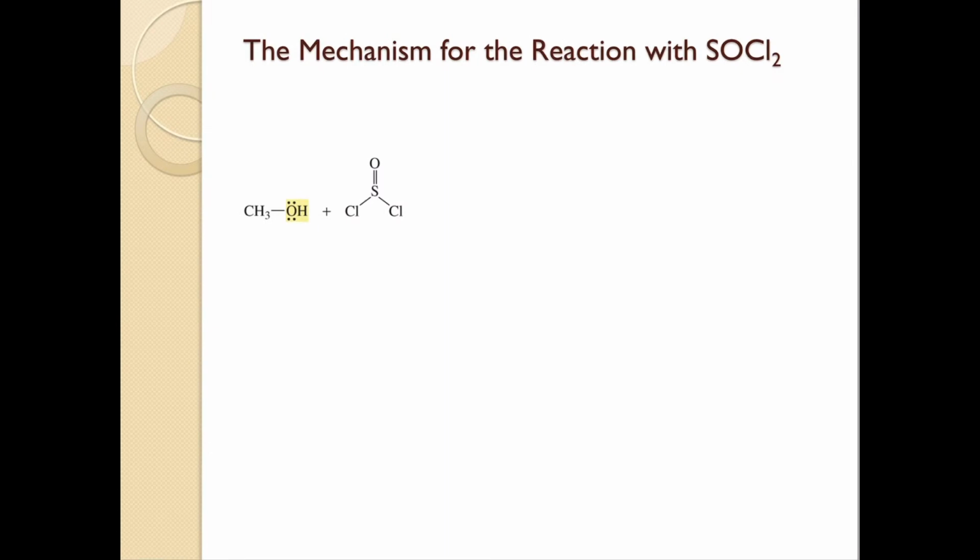The mechanism for the reaction with thionyl chloride is pretty much similar. Let's look into the mechanism for it. Here again, the lone pair of electrons from the oxygen is going to attack the electropositive sulfur, and it's going to thrust one of the chlorines out. Let's write the product here. Again, the hydrogen is intact.